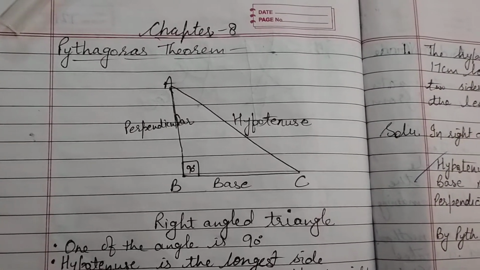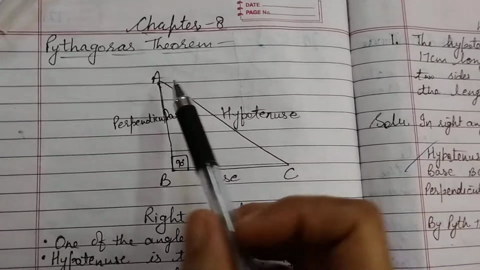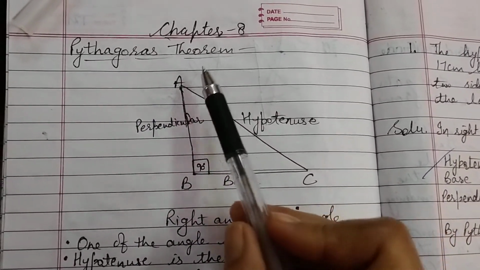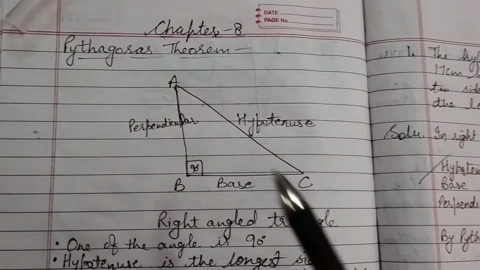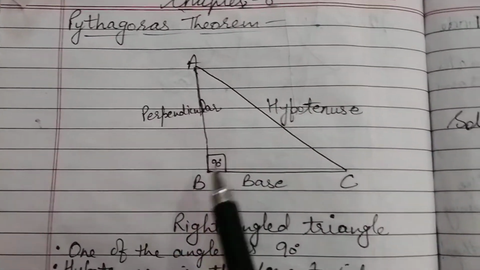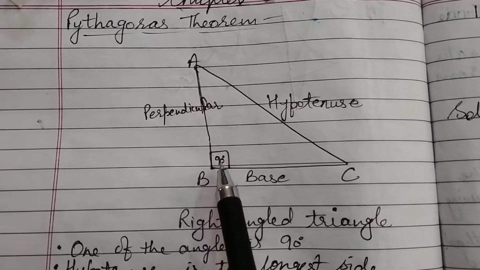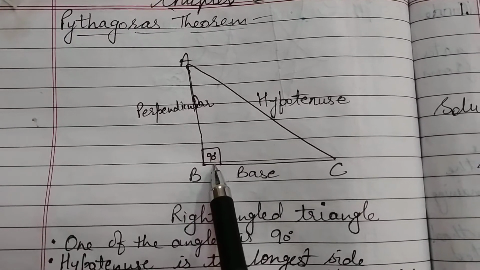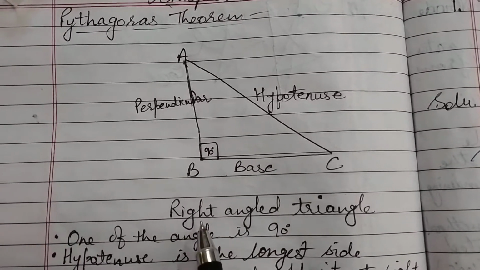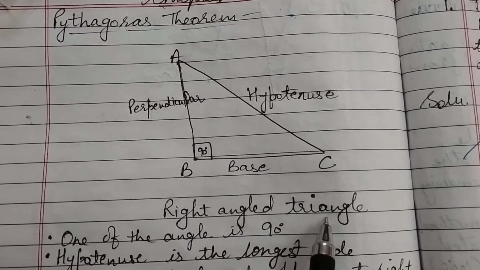Okay, in this worksheet 4, our topic is Pythagoras theorem. This is a new topic for you. See, this is a right angled triangle. Its one angle is 90 degree. If in a triangle one angle is of 90 degree, then we call that triangle a right angled triangle.